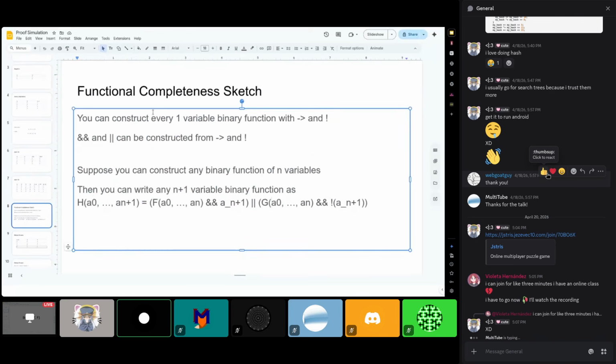Yeah, it makes sense. You're just duplicating all of the conditions of the previous thing, and then just doing if statements based on the thing that you're appending on. Yeah, yeah. And my claim is that you can write any n plus one variable binary function in this way. All right. So that's my functional completeness sketch.